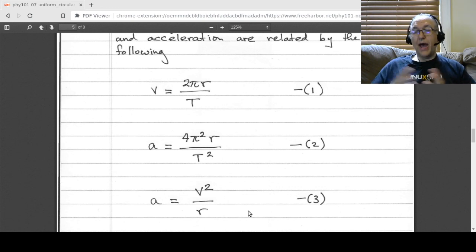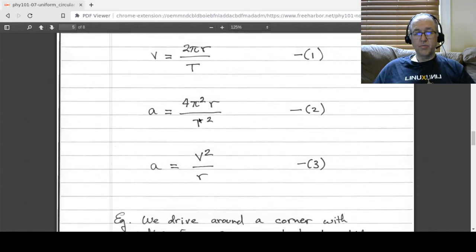Okay, so you need to know that the position vector is from the origin to the object. The velocity vector is tangential to the circle at the point at which the object is on the circle, and the centripetal acceleration a is towards the center. Okay, it's a center seeking acceleration. All right, we have all the theory. We can now start doing problems.